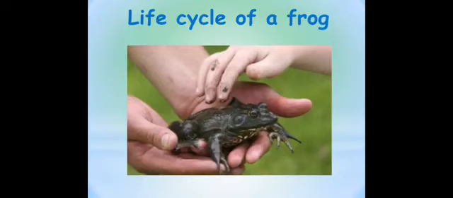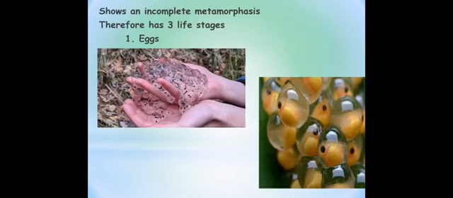Then let's move to the life cycle of a frog. Frog is an amphibian. So it can live in both land and water. Frog also shows an incomplete metamorphosis. Therefore, it has only three stages.